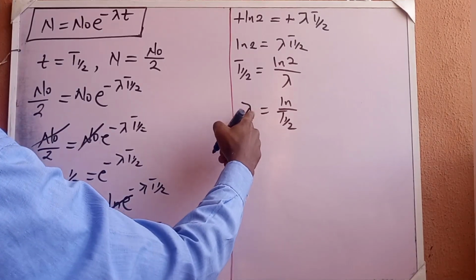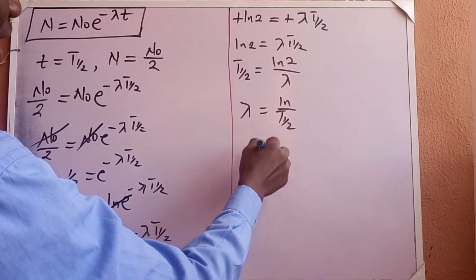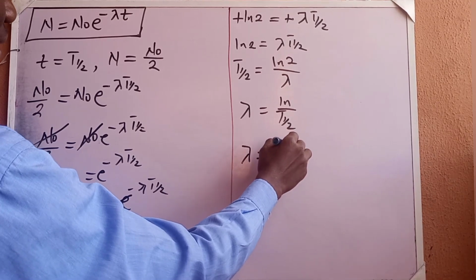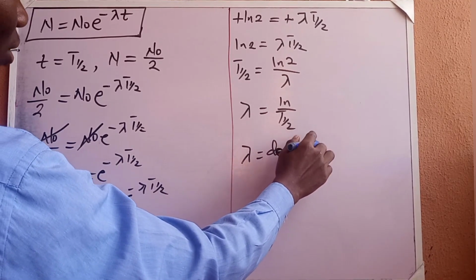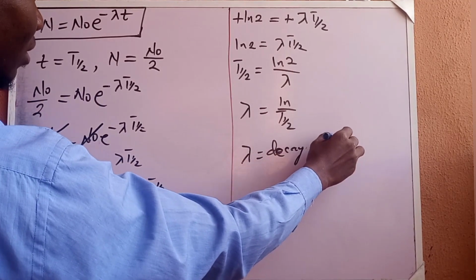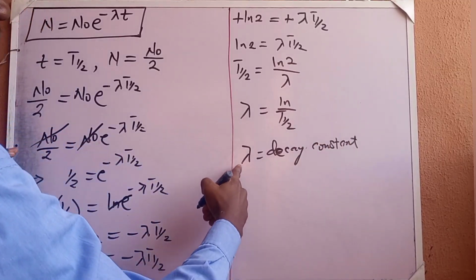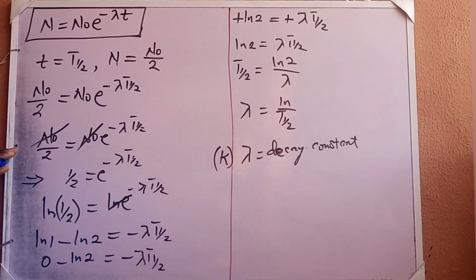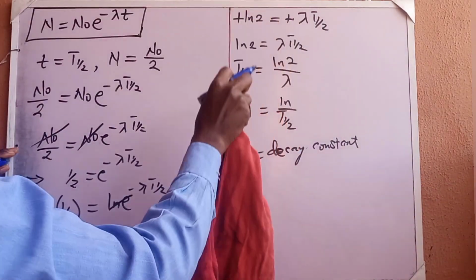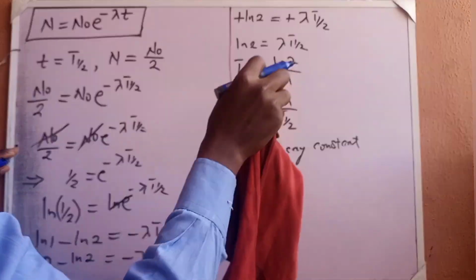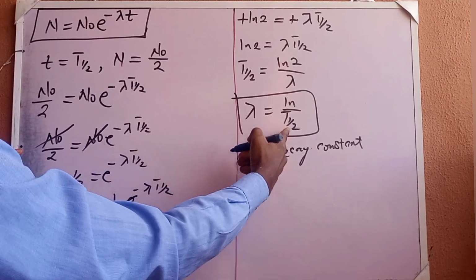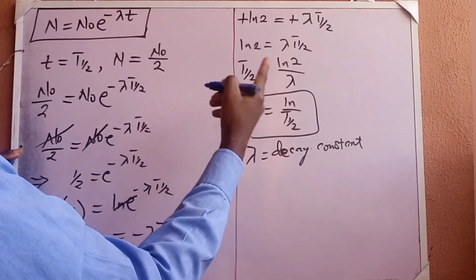All right, this lambda here is called the decay constant. Lambda is referred to as decay constant, as we have seen from our derivation. Even though in our derivation we used letter k, now we switch to lambda. So it's still the same thing. So this is a connection between lambda and half-life. It's an equation connecting the two.